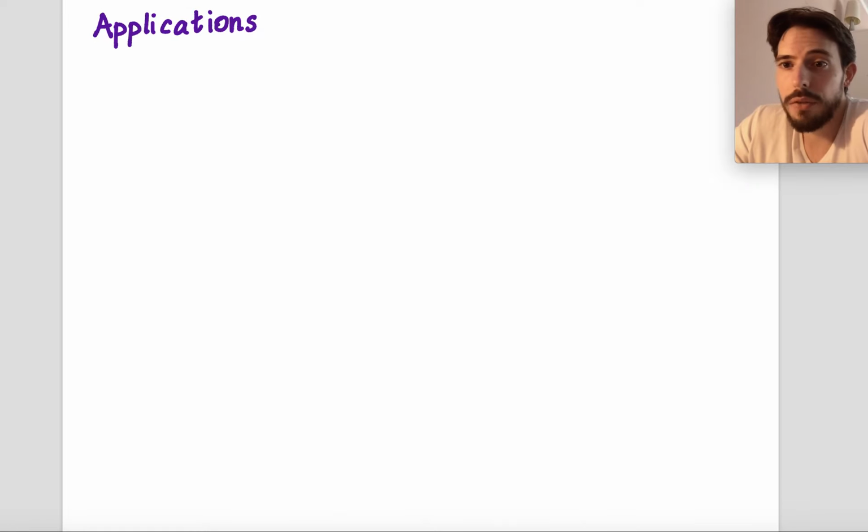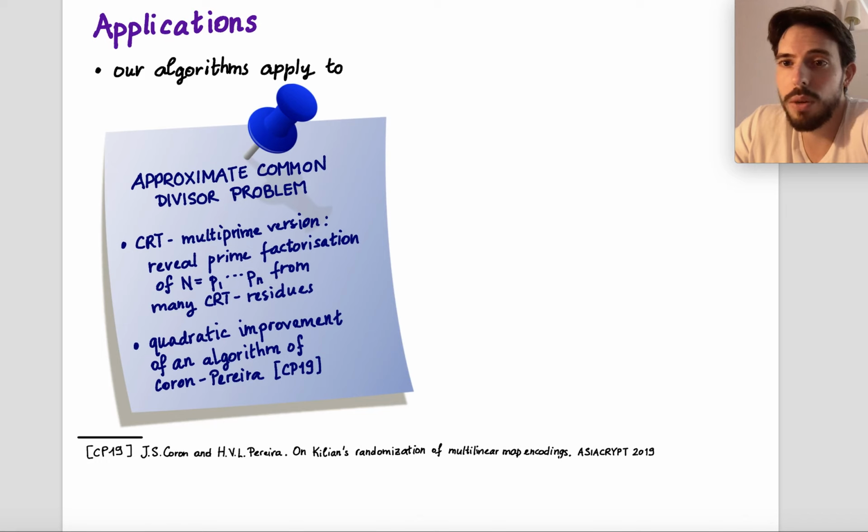Whereas these problems might at first sight seem very specific, we describe two applications in our work. We first apply our algorithm to an approximate common divisor problem, and more precisely, we here treat the case of the multiprime version based on Chinese remainder samples. Roughly speaking, this problem asks to reveal a secret prime factorization of a public modulus, given access to many, say polynomially many, Chinese remainder samples. And in this context, we are able to use our algorithm to obtain a quadratic improvement on a previously designed algorithm by Coron and Pereira.